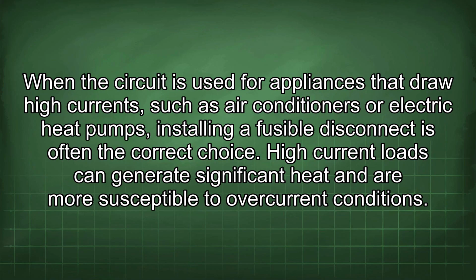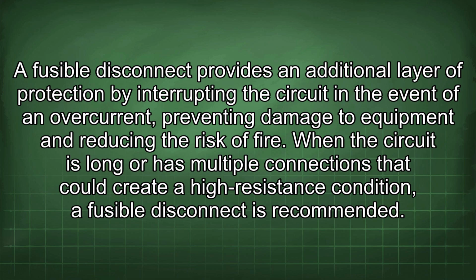When the circuit is used for appliances that draw high currents, such as air conditioners or electric heat pumps, installing a fusible disconnect is often the correct choice. High current loads can generate significant heat and are more susceptible to overcurrent conditions. A fusible disconnect provides an additional layer of protection by interrupting the circuit in the event of an overcurrent, preventing damage to equipment and reducing the risk of fire.